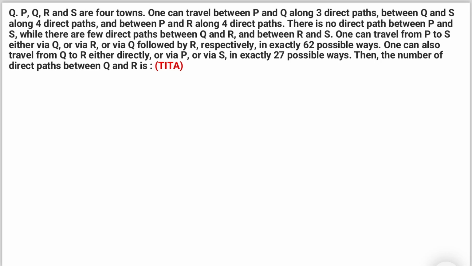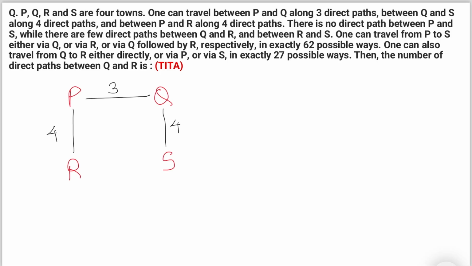So let's try to visualize this properly. P, Q, R, S are four towns. Let us visualize their positions. So I'll put P here, then I'll put Q here, then I'll put R here and S here. The question says one can travel between P and Q along three direct paths. So P to Q, there are three direct paths. Between Q and S along four direct paths. And between P and R there are four direct paths again.